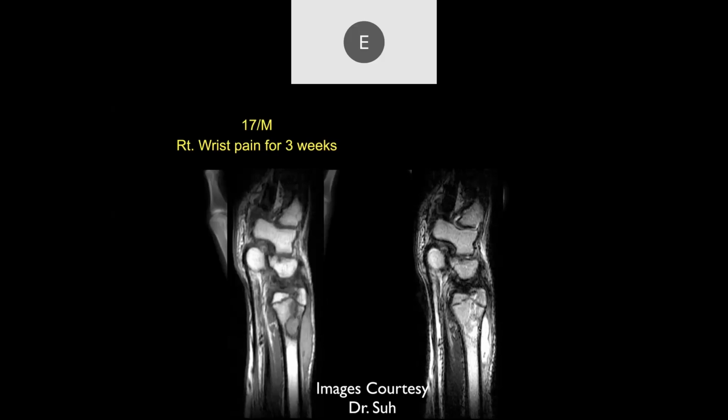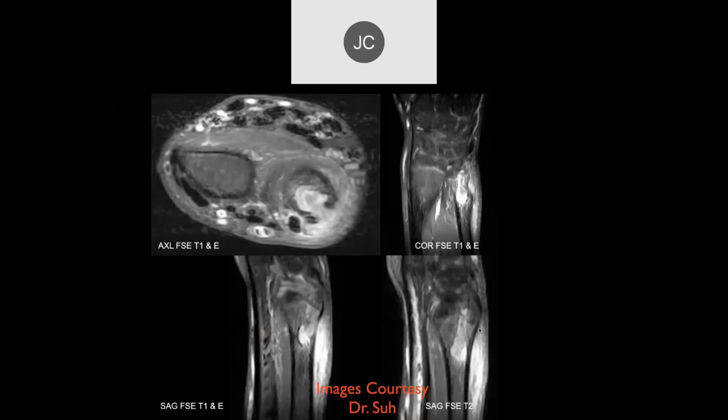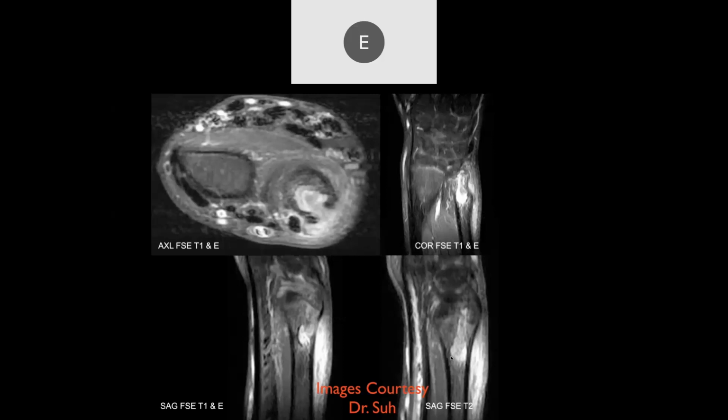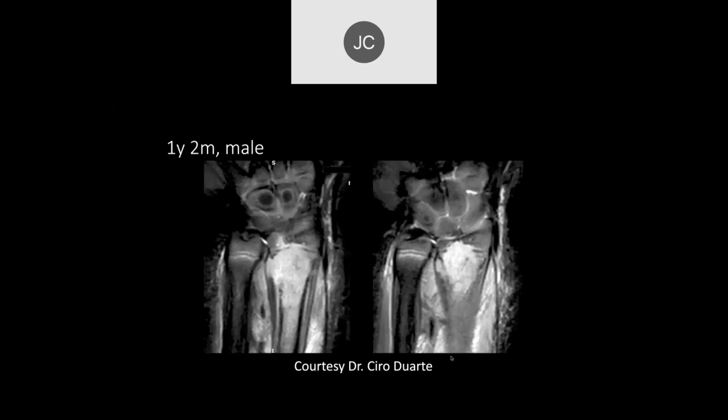Might be, yeah, and some fluid in the surrounding soft tissues. I'd be worried about an infection. Brodie abscess, okay. And here's what it looks like on the rest of the MRs. Fluid collection with some ring enhancement.